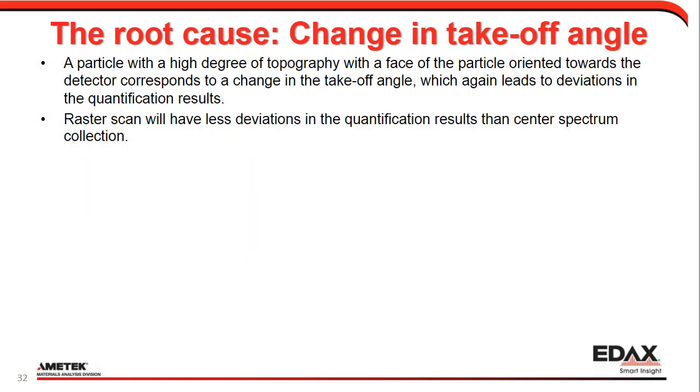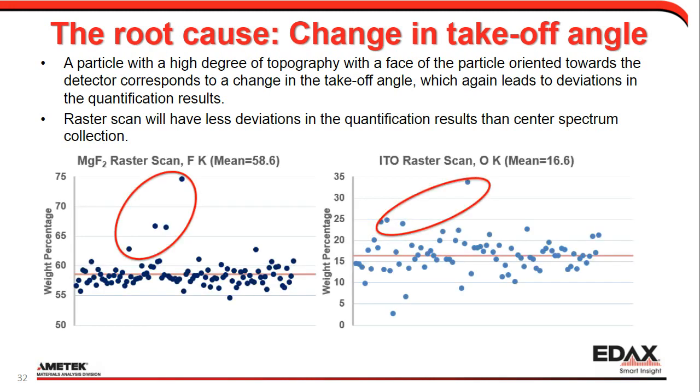The other root cause is change in takeoff angle. Particles have topography that results in the takeoff angle change and leads to deviations in the quantification results. For this category, I look at the weight percentage of low energy elements for each sample. I circled those particles that stand away from the mean weight percentage line and look at them closely.